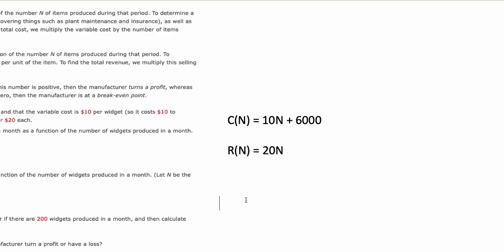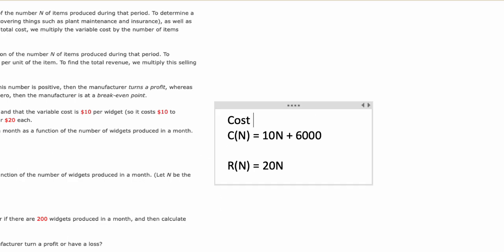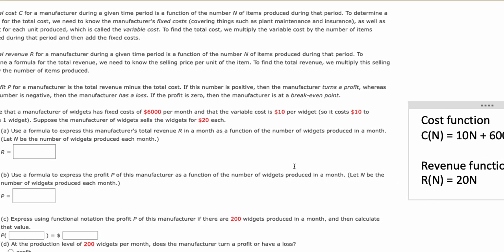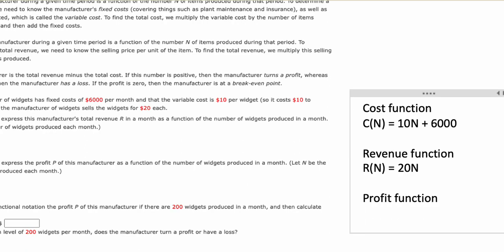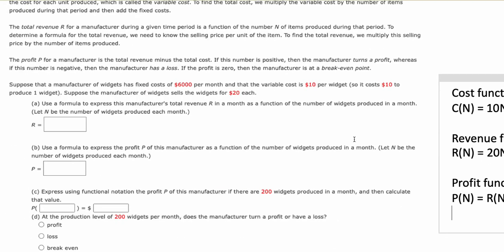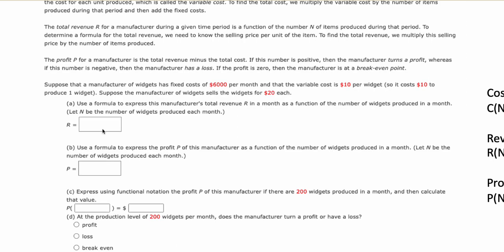So we use the letter R for revenue. That's the money that comes to the company, not taking into account any losses. This is the cost function. This one's called a revenue function. Profit is a little more complicated. When it comes to profit, we have to take both the revenue and the costs into account. We find it by subtracting revenue minus costs. So my answer to A here is going to be 20n.